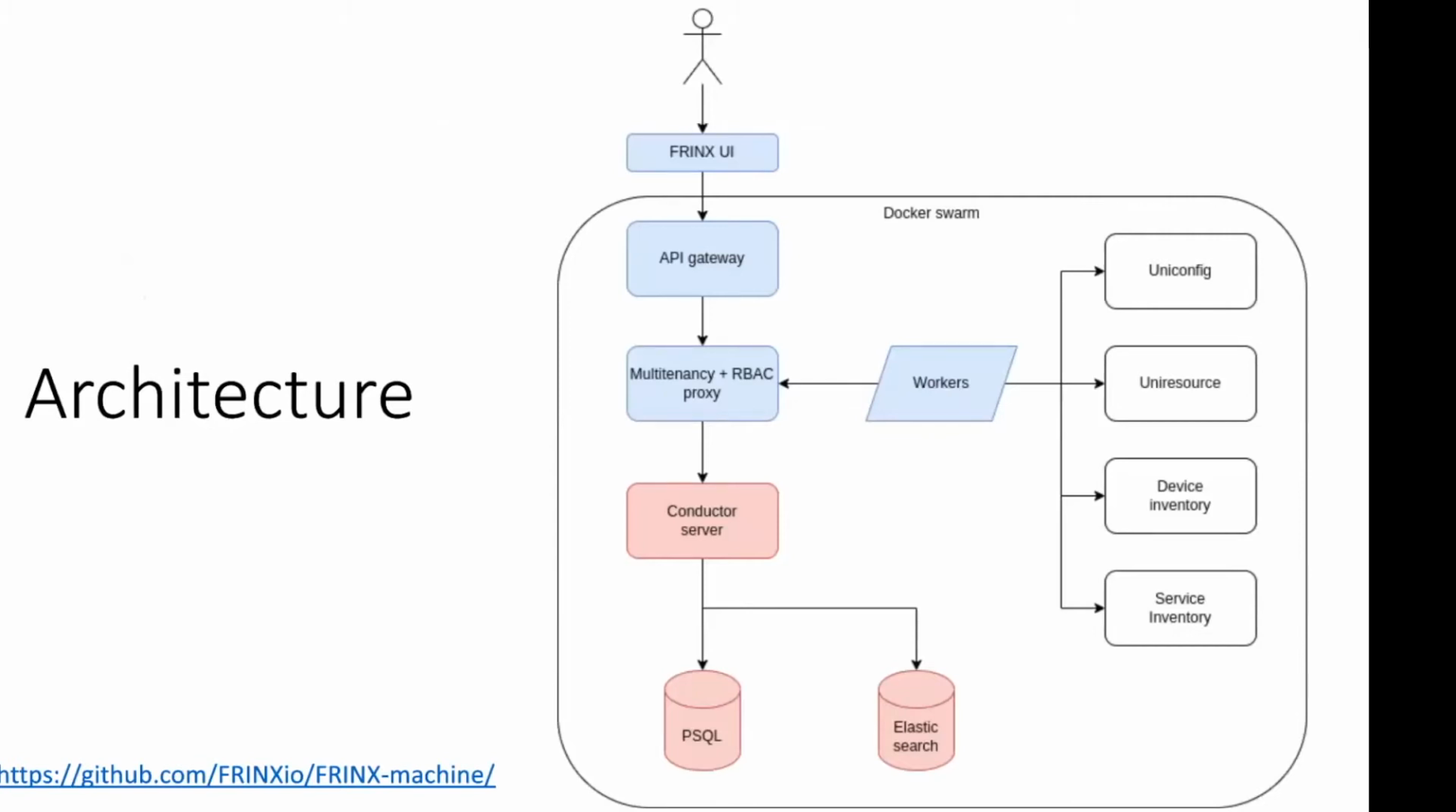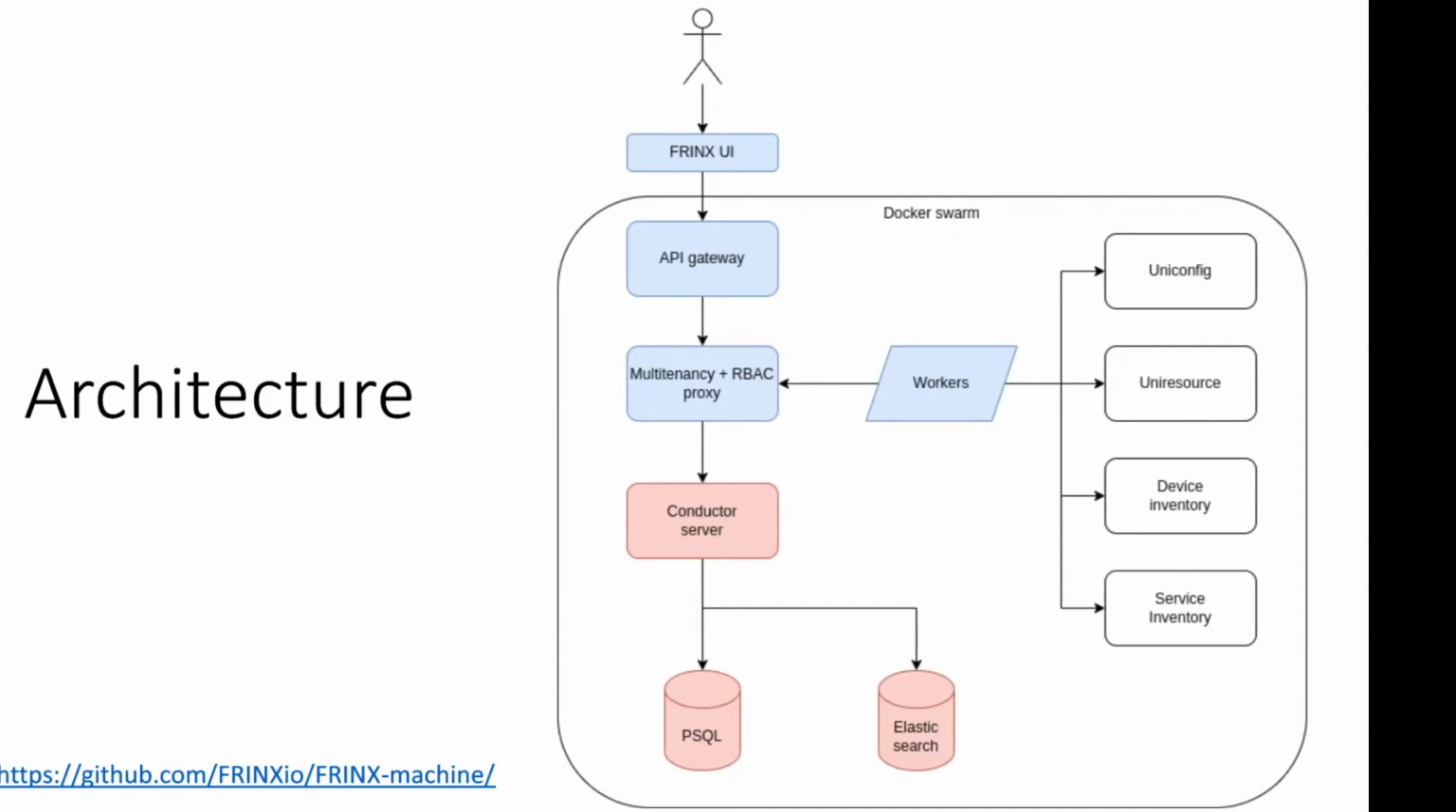So we always deploy our services on premise. So our customers actually deploy our software on their premises. And to do that, we have created a project called FRINX Machine. And FRINX Machine is all the setup and installation scripts, putting it all together. It's based on Docker Swarm, and it contains the Conductor with its dependencies. It contains our FRINX services and a bunch of additional smaller items.